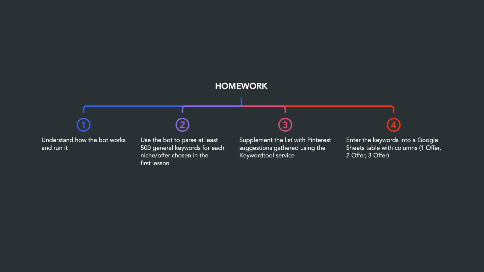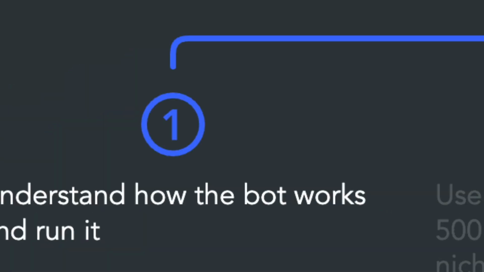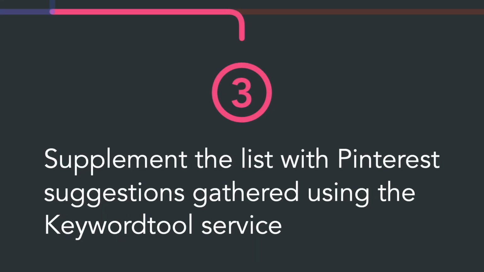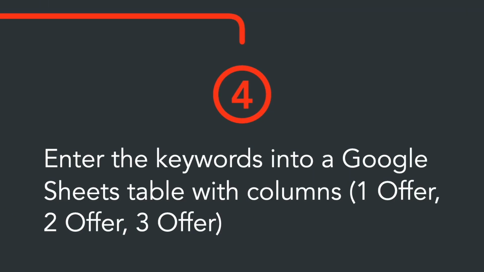Now here's what you need to do. You need to understand how the bot works and run it. Use the bot to parse at least 500 general keywords for each offer chosen in the first lesson. Supplement the list with Pinterest suggestions gathered using the Keyword Tool service. Enter the keywords into a Google Sheets table with 3 columns.